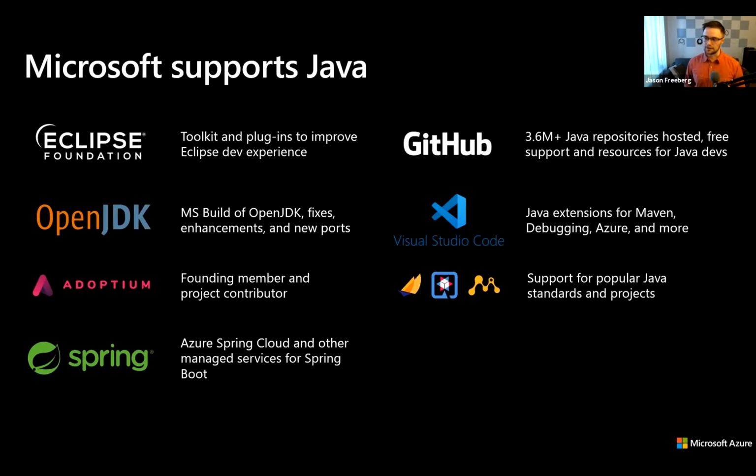Another example is Azure Spring Cloud, which provides a managed platform for hosting Spring Boot microservice applications. And we can't forget GitHub, which of course hosts millions of Java repositories and provides free CI/CD and vulnerability scans, not just for Java, but for other popular programming languages as well. Microsoft also publishes plugins for popular Java IDEs and dev tools, such as Maven, to meet Java developers where they are and easily integrate into their existing development workflows. And last but not least, teams across Microsoft continue to support popular Java projects and standards such as Quarkus and MicroProfile.